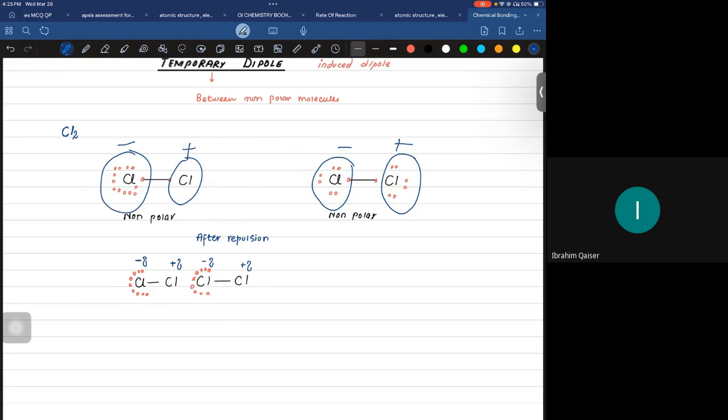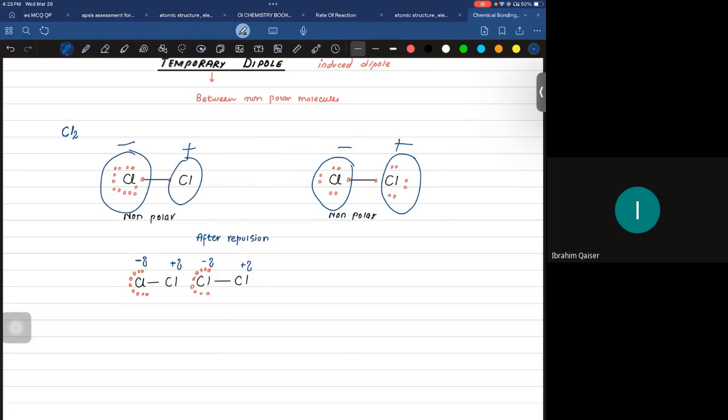That's why we can say that induced dipole is a weaker intermolecular force of attraction as compared to permanent dipole, because it's temporary. Yeah, exactly. And sir, I have another doubt.